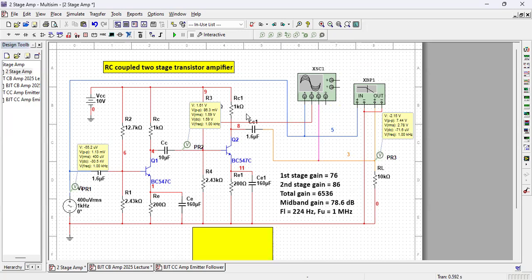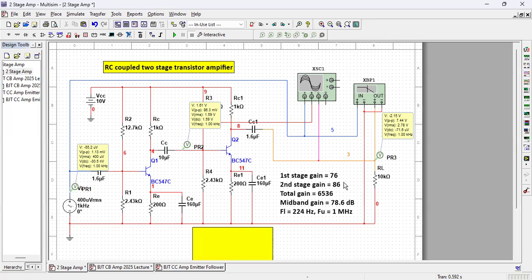And what is the second stage gain? It is 7.44 volt divided by 86.3 millivolt. So gain is 7440 divided by 86.3. This gain is around 86.